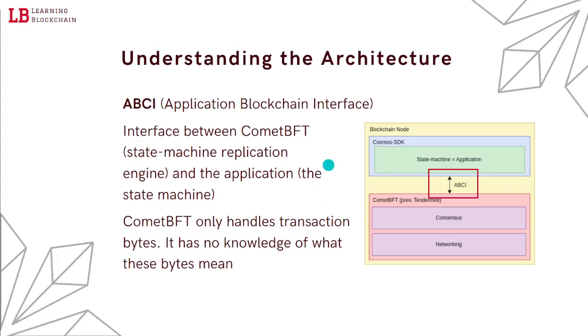Another key component of the architecture is the Application Blockchain Interface. That is an interface on the Comet BFT that allows communication between the state machine and the consensus and networking layers. Comet BFT only handles transactions as bytes. It has no knowledge of what these bytes mean, which gives great flexibility to the application developer to do whatever they want in the application layer.